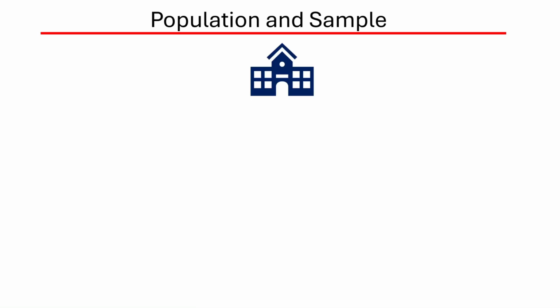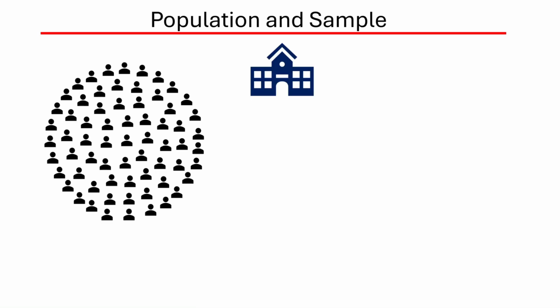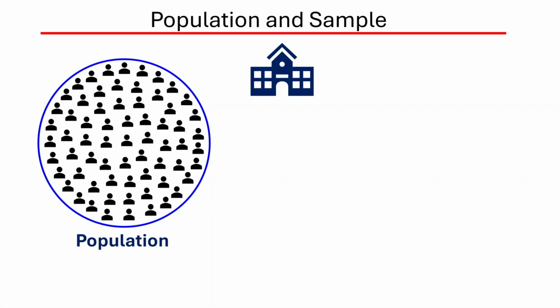Think about your school. Let's say we want to find the average height of all students in the school. This entire group, every single student, is called a population. But let's be real, measuring every student's height might take forever, right?